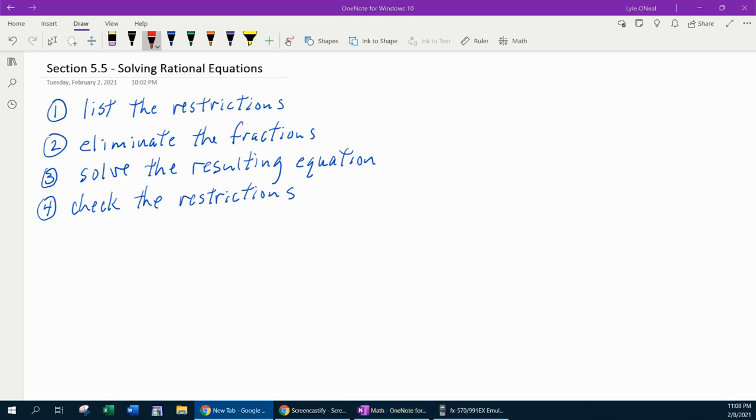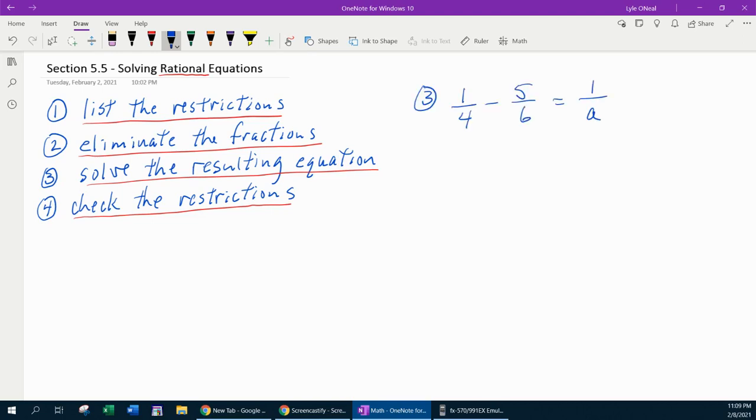I have listed the steps that I want you to go through when solving rational equations. Number one, you need to list the restrictions. That means any value that x can't be, we want to list that up front. And then we're going to go through and solve by eliminating the fractions. Then we will solve the resulting equation. And finally, once we have our solutions, we want to check those against the restrictions to see if they can be solutions. And now that the checklist is out of the way and explained, let's jump into the examples.